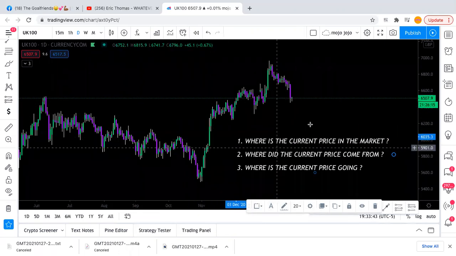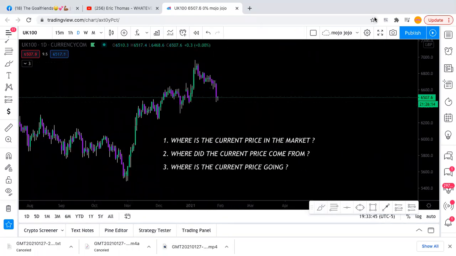Where is the current price in the market? Somebody commented in the chat. Let's see who's a millionaire. First millionaire, comment the current price of UK 100 in the chat. Who is my first millionaire? Comment the current price.